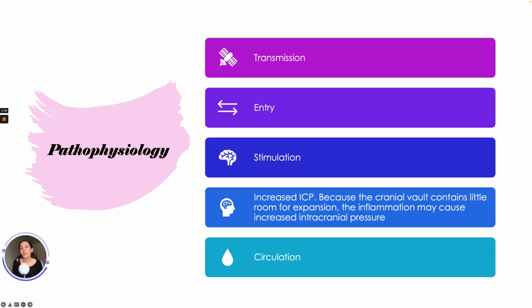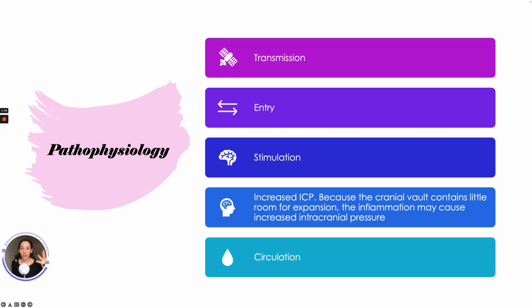So with the pathophysiology, first is the transmission. The bacteria enters the lungs, and one of the causative organisms will then enter the bloodstream, cross the blood-brain barrier, and proliferate in the cerebrospinal fluid. Then there's stimulation. The host immune system stimulates the release of cell wall fragments and lipopolysaccharides, which facilitates inflammation of the subarachnoid space and pia mater. So that's in the brain.